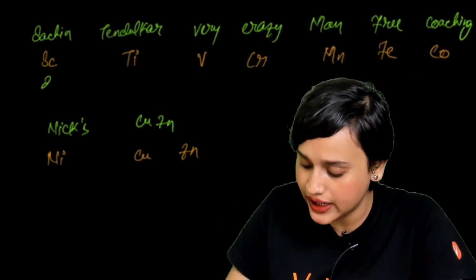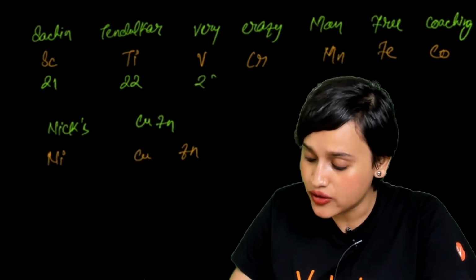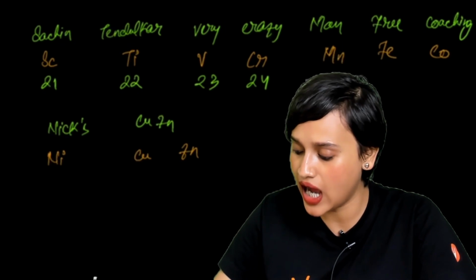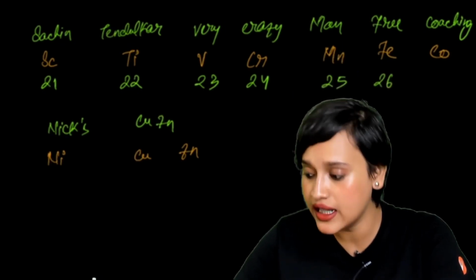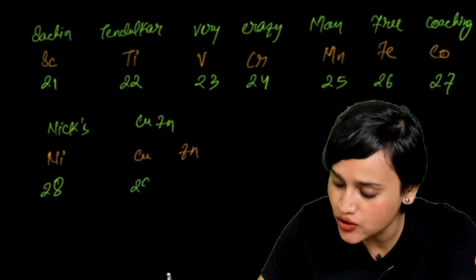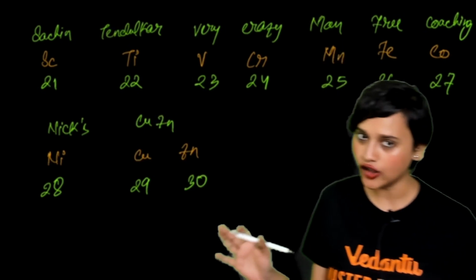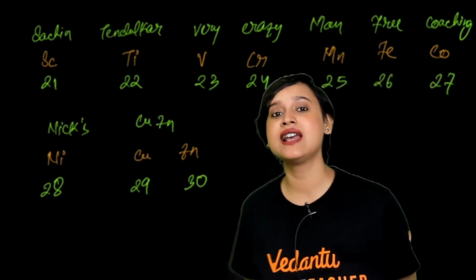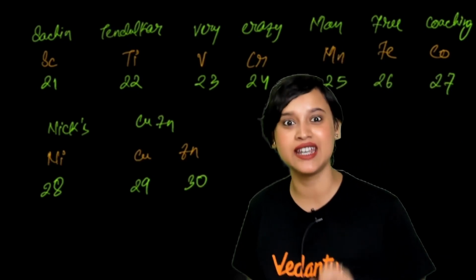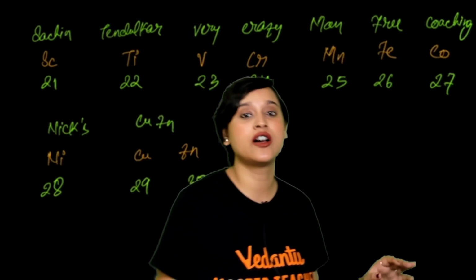Scandium is 21, Tendulkar is 22, vanadium is 23, chromium is 24, manganese is 25, iron is 26, cobalt is 27, nickel is 28, copper is 29, and zinc, my dear student, is 30. Alright everybody, is this clear? So now when I say scandium 21, titanium 22, vanadium 23, chromium, you have to say that it is 24. And like this you have to remember everybody.